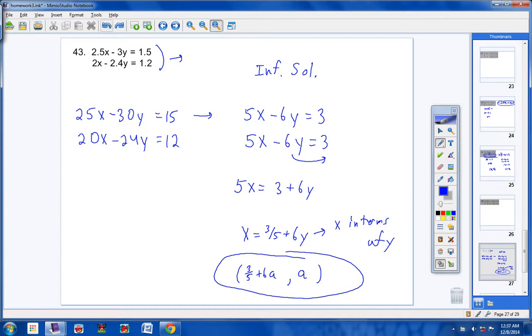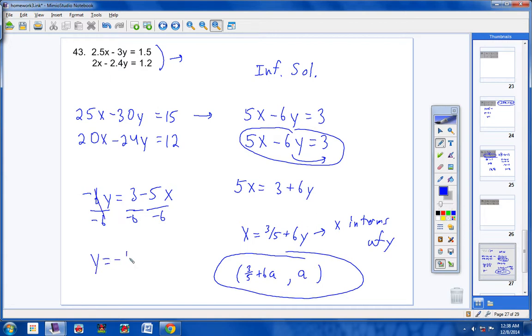Now, what we did here, notice, is we got x by itself. What if I asked you to write your answer y in terms of x, not x in terms of y? Well, if I told you to write your answer y in terms of x, you take this equation here and get y by itself. So you have negative 6y equals 3 minus 5x. Now divide everything by negative 6. These cancel. y equals negative 1/2 plus 5/6 x.